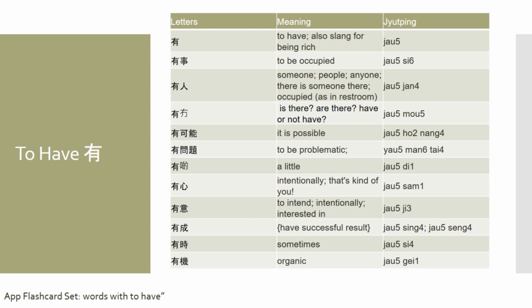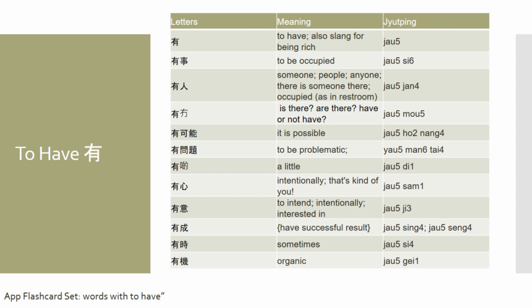Now, if you want to say someone in Cantonese, or most predominantly, you could say someone is occupied in the washroom already, they could say yao yan, yao yan. Now, if you want to say is there or are there in Cantonese, then you could say yao mo, yao mo.